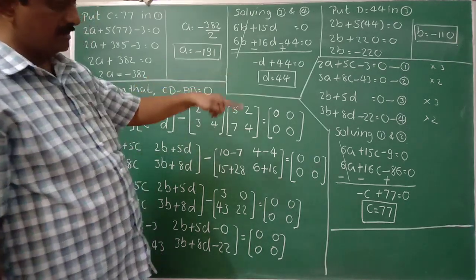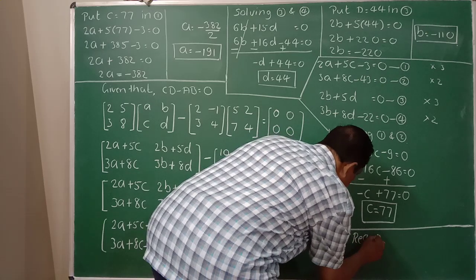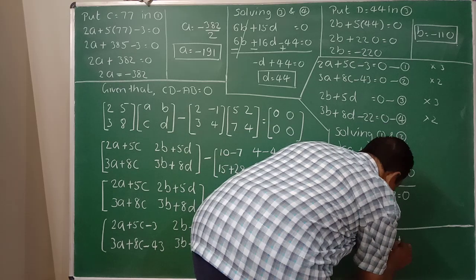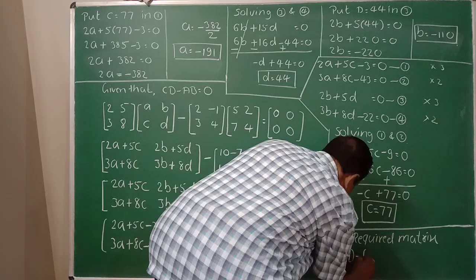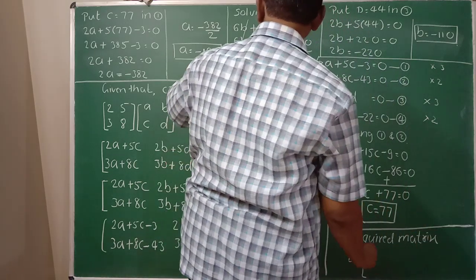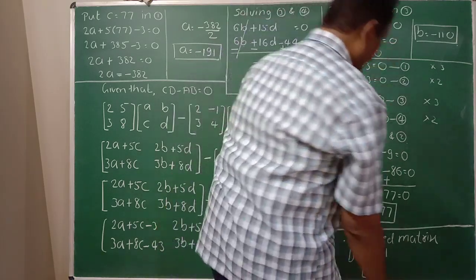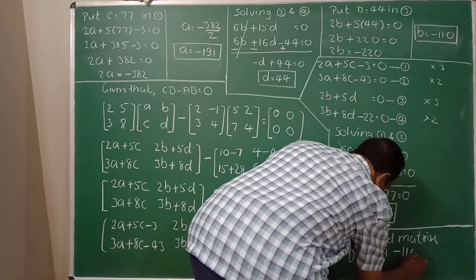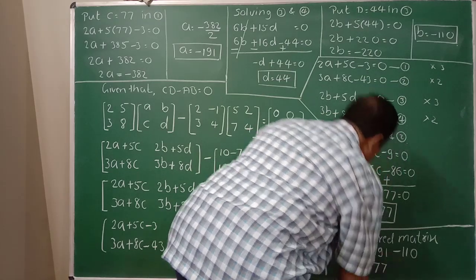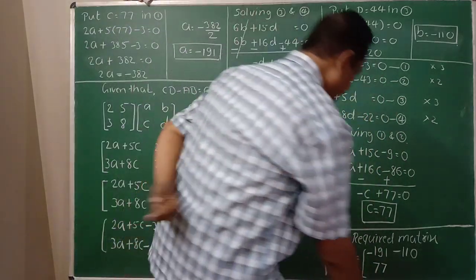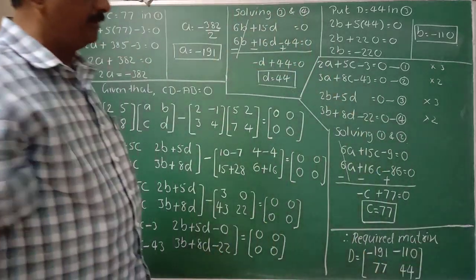So these are A, B, C and D values here. Therefore the required matrix: A value is minus 191, B value is minus 110, C value is 77 and D value is 44. So this is the required matrix here.